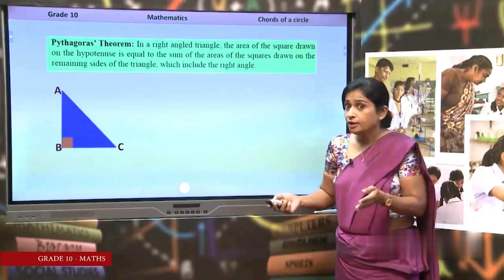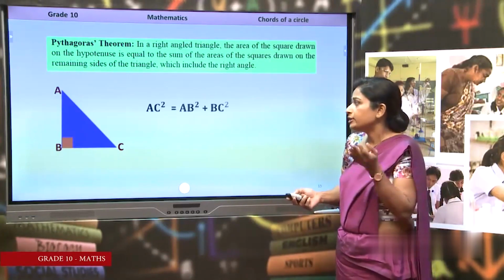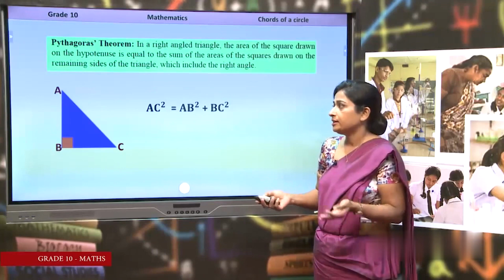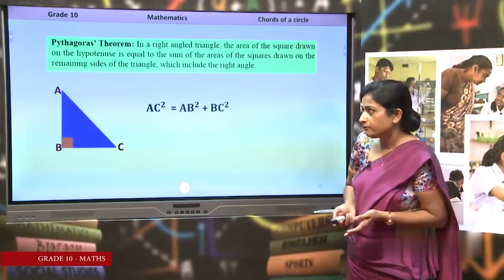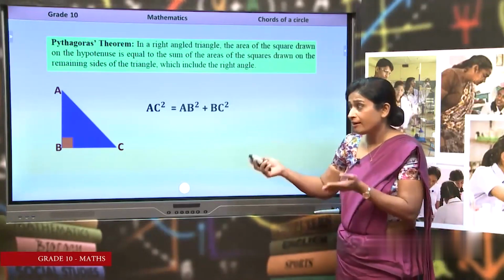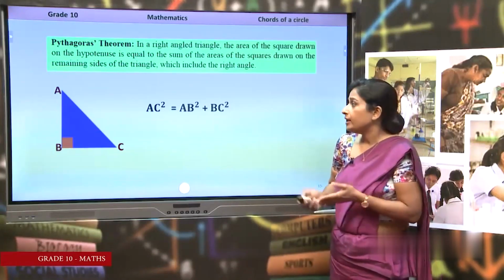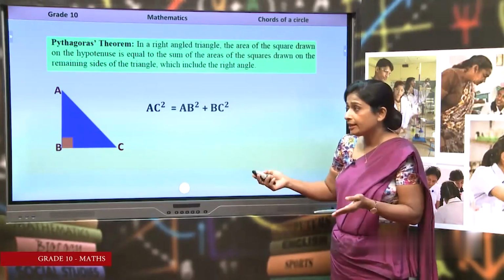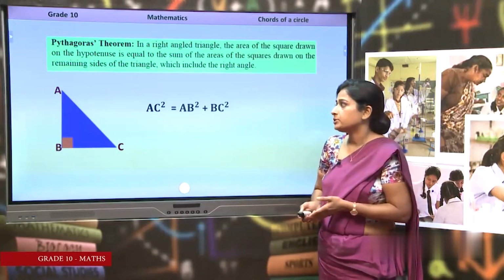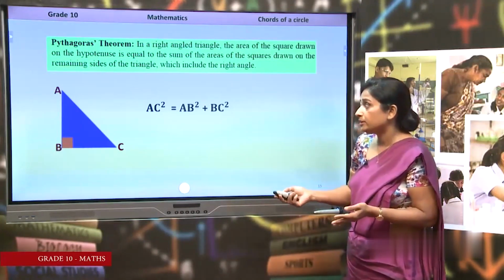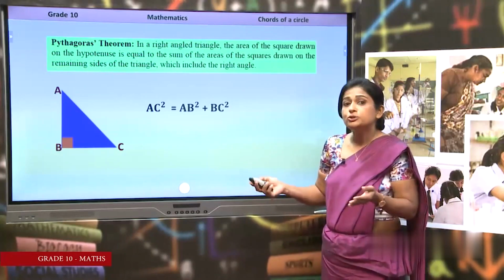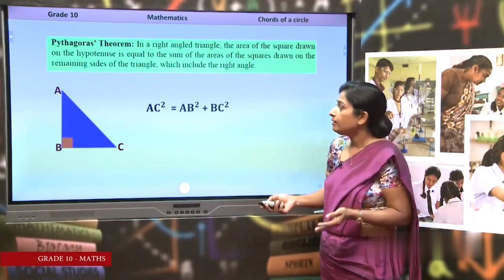You learned that when you were in grade 9. Here, for this triangle, I have applied that. The hypotenuse is the longer side of the right angle triangle. It is opposite to the right angle. Here, in triangle ACB, AC is the hypotenuse. So AC squared is equal to the sum of the squares of the other two sides, AB squared and BC squared.